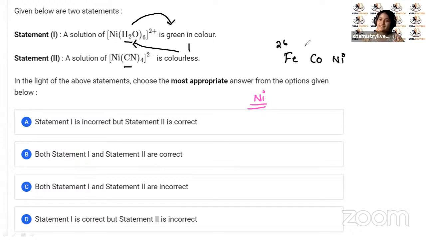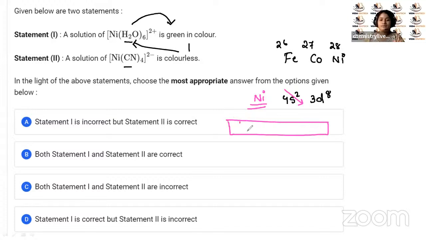So this is 26, this is 27, this is 28, right? So if you have 28, you are having 4s2 and 3d8. Now 2+ means you have to remove 2 electrons from here. So this is going to be 3d8: 1, 2, 3, 4, 5, 6, 7, 8.